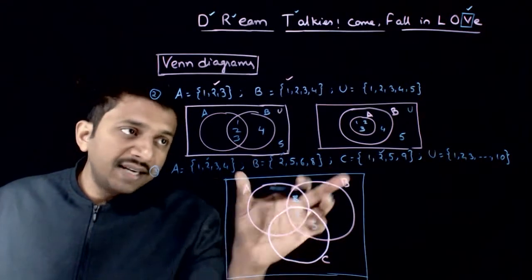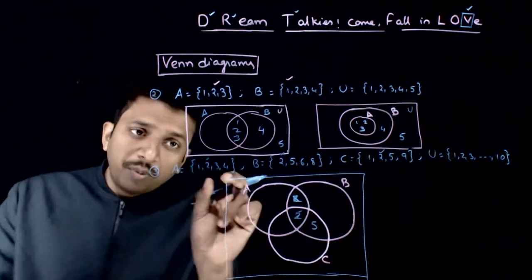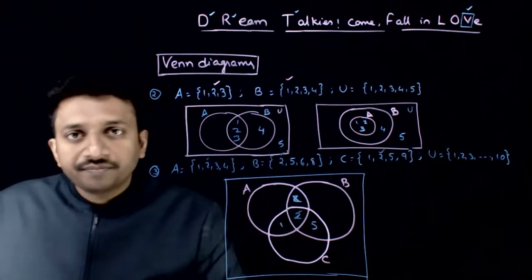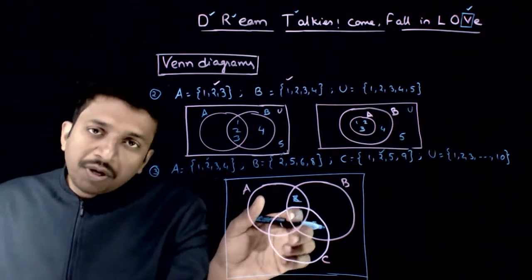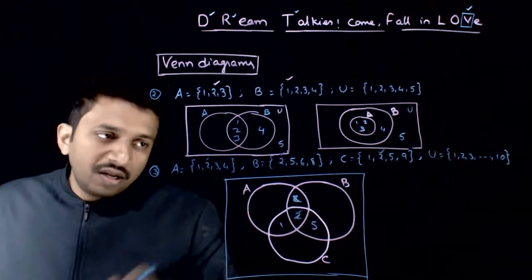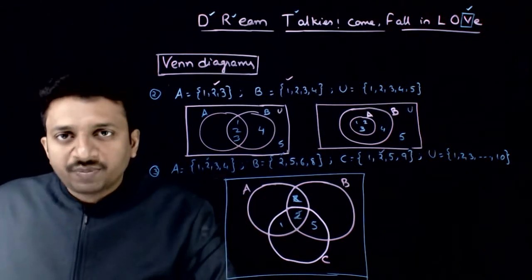Next, let us go for A and C. If you go for A and C, 1 is there, 2 is there. So both 1 and 2 are common. 2 has already been written, so 1 will be written here. 1 is common to A and C but not present in B. So once you fill all the 3 spaces, next you go for the bigger spaces.